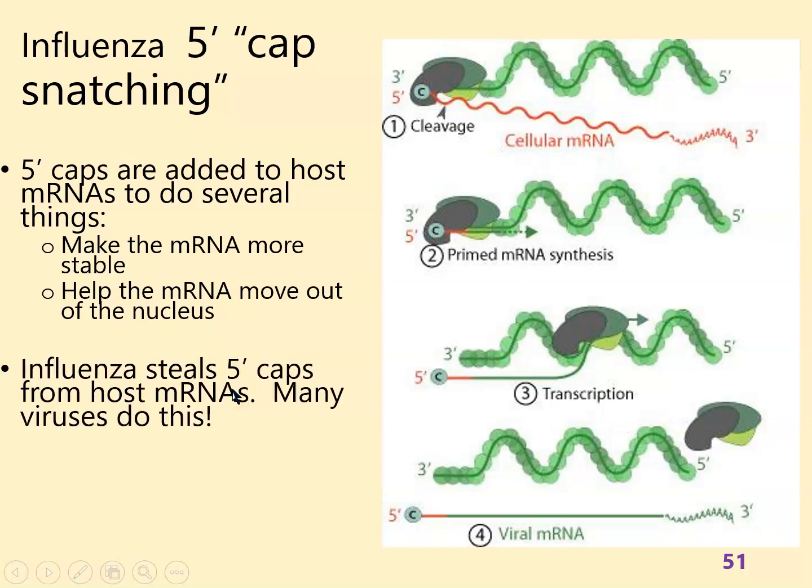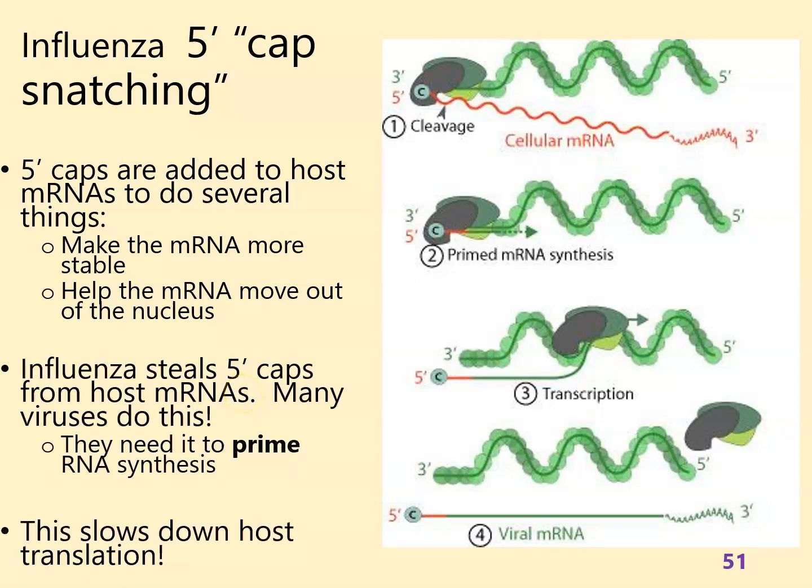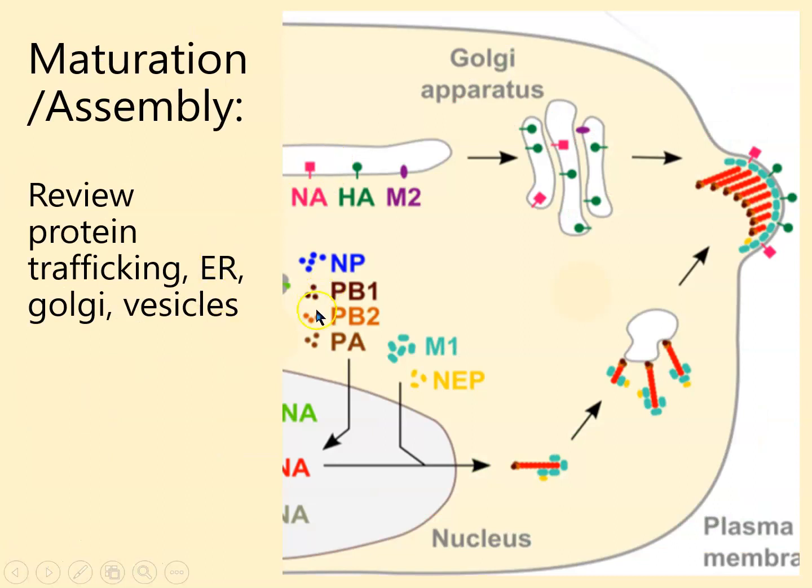Right, so influenza steals the cap. It's cool. It's clever. It sucks for the host cell, because remember what the 5' cap does is it makes the messenger RNA stable and it helps it get translated. And now this messenger RNA is not stable and it will not get translated. So that was all part of biosynthesis. So cap snatching was part of biosynthesis, and all of this transcription, translation, RNA copying, that was biosynthesis.